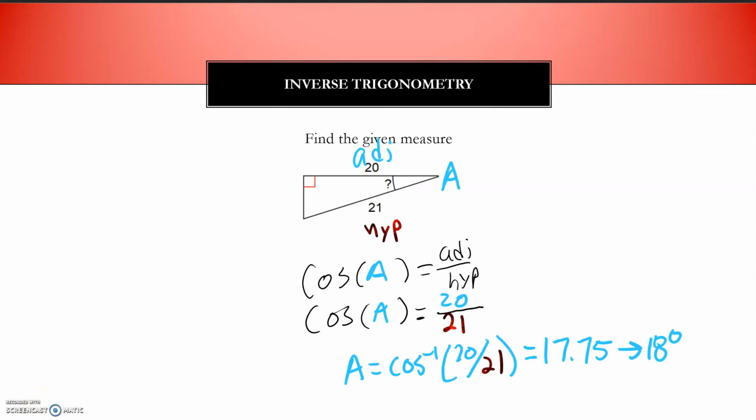And the answer is about 17.75, which we can round up to 18 degrees. I called the mystery angle angle A again. 21 is across from the right angle, so it's the hypotenuse. And 20 connects to angle A as well, so it is the adjacent. So we know that adjacent and hypotenuse make cosine. So cosine of A is adjacent 20 over hypotenuse 21. I did the inverse because I'm looking for the angle measure. And then that gave me the 17.75, and I rounded. All right.